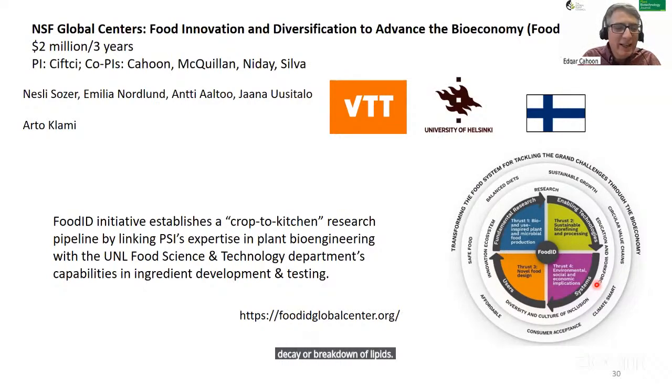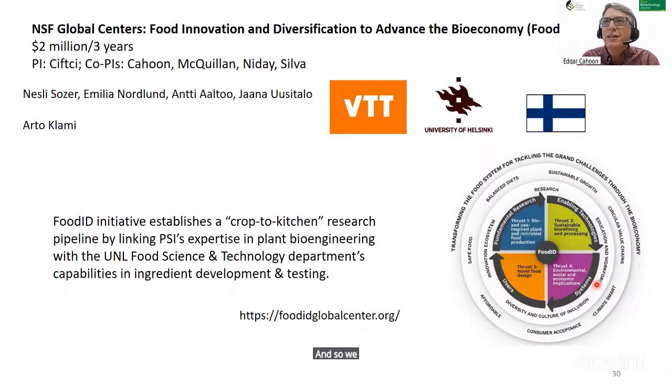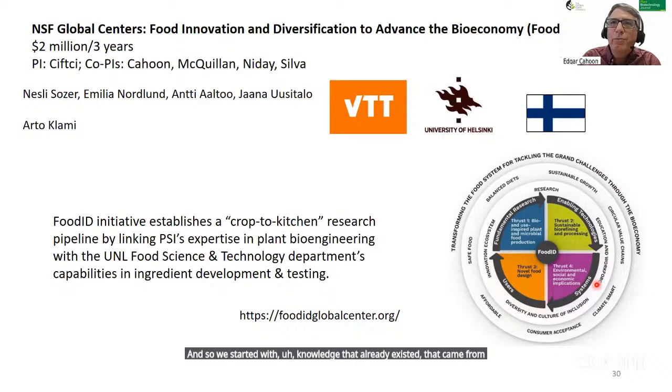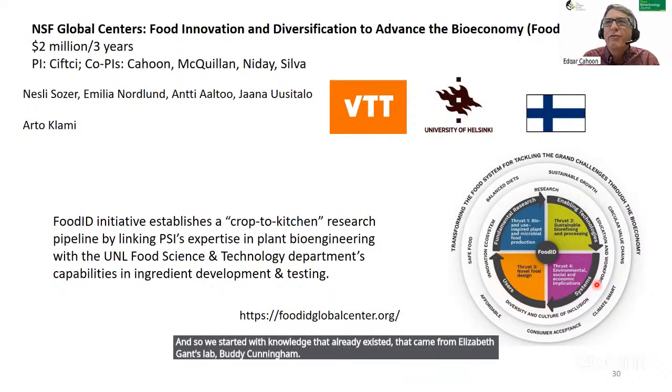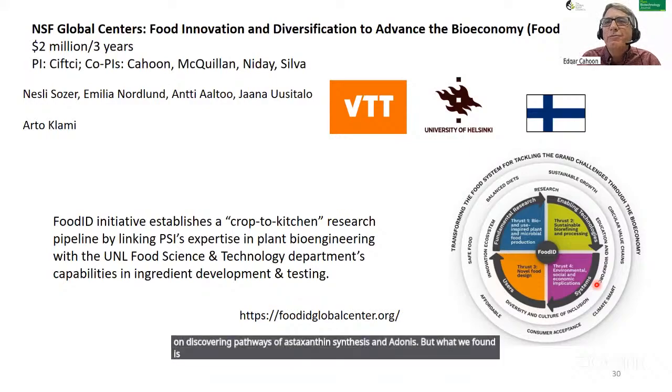And so a second thing is that I talked at the beginning about how important knowledge is. And so we started with knowledge that already existed that came from Elizabeth Gantz's lab, Buddy Cunningham, on discovering pathways of astaxanthin synthesis in Adonis. But what we found is that these sort of worked in our first prototype, but didn't work as well as we would like.